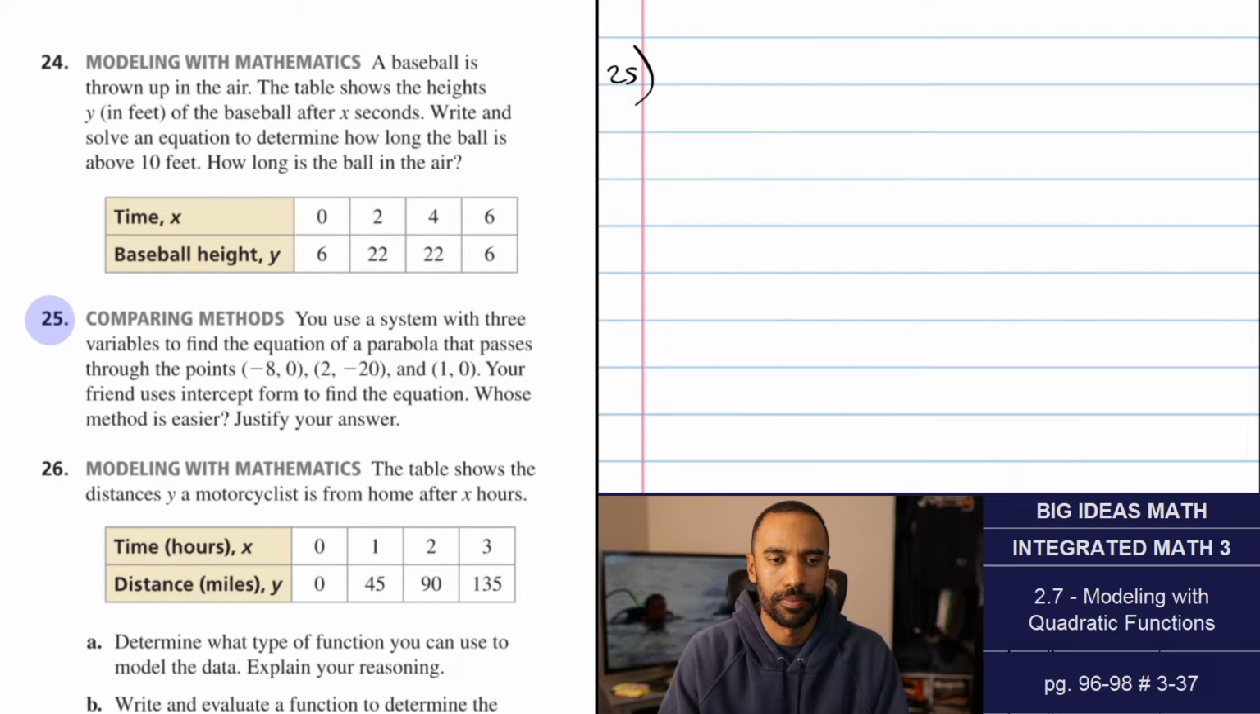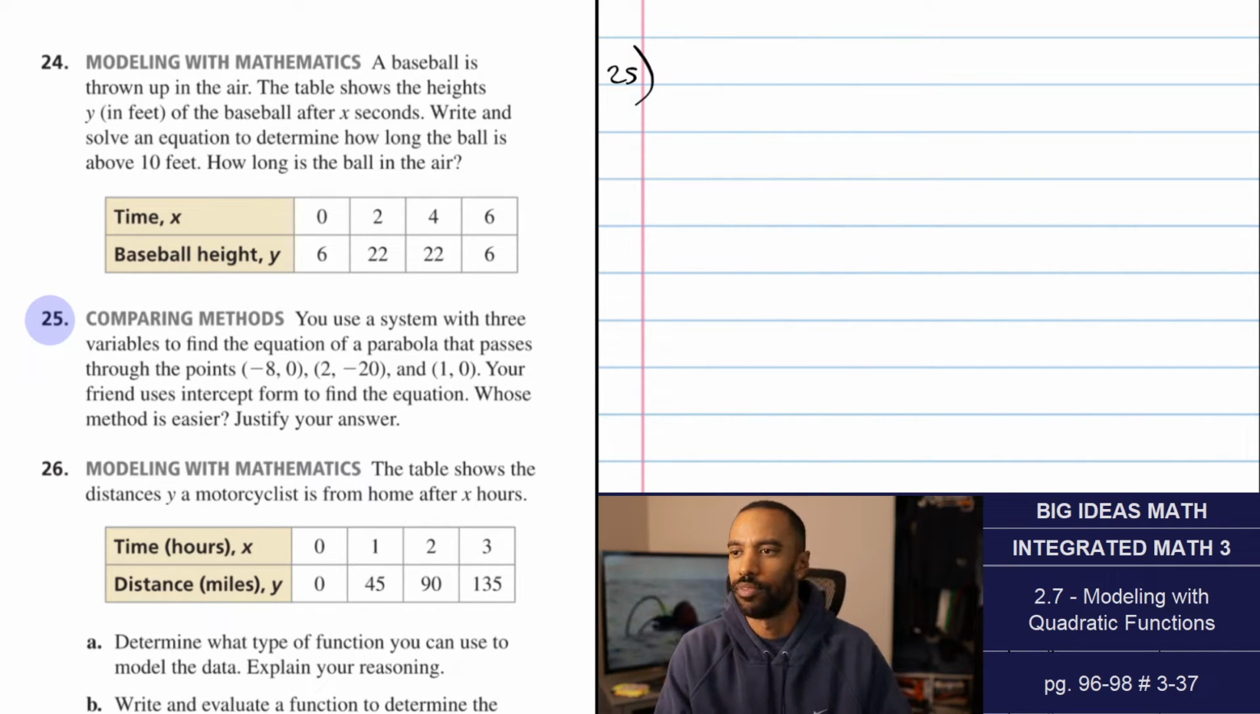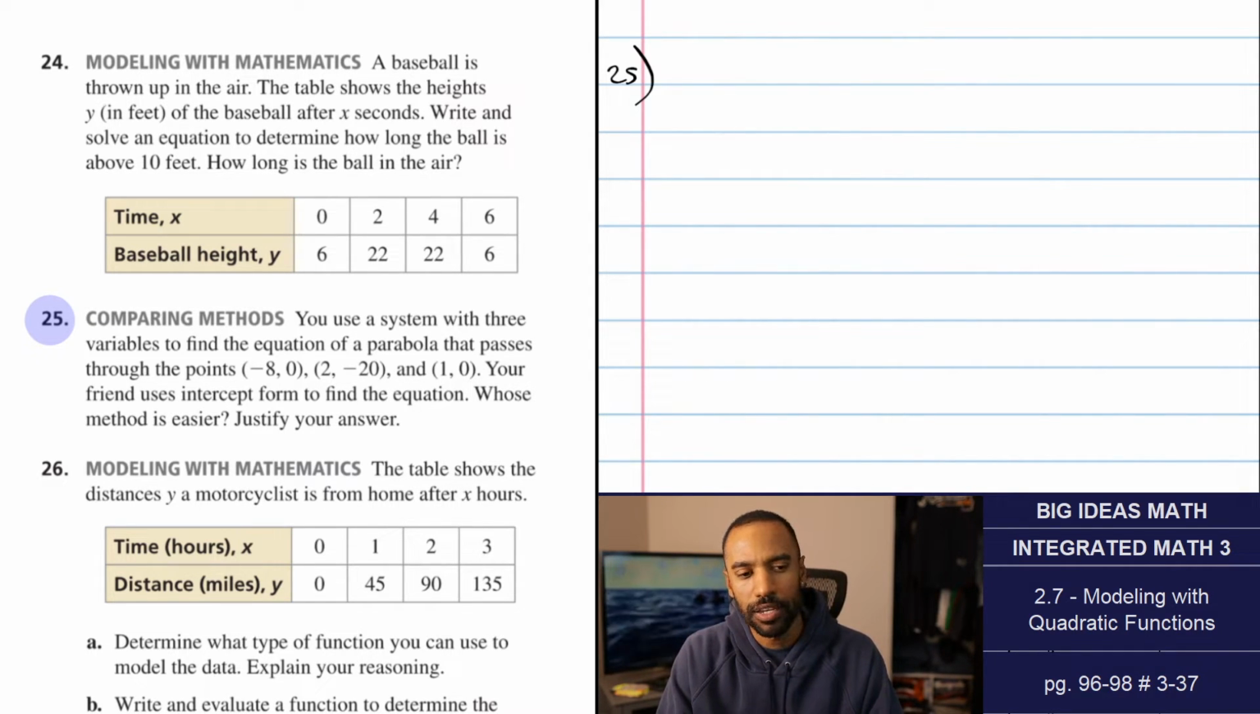Comparing methods. You use a system with 3 variables to find the equation of a parabola that passes through these points here. Your friend uses intercept form to find the equation. Whose method is easier? Justify your answer.